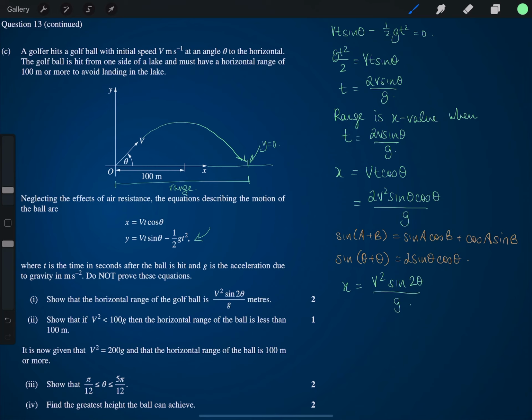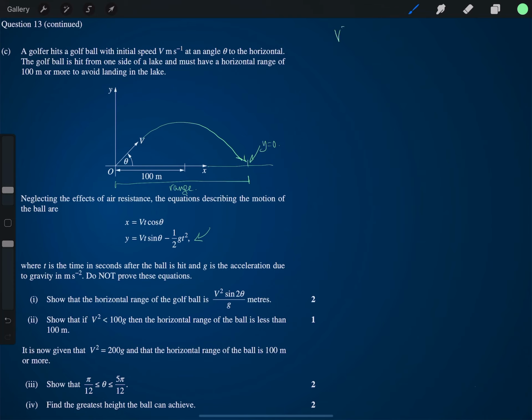So now that we've got that, if we know that v squared is less than 100g, we can just substitute that in, right? And so we've got x is less than 100g times sine 2 theta on g. That being the case, since we know that sine 2 theta has got to be less than 1, then x has got to be less than 100, or 100 meters in this case, which means that it will land in the lake.